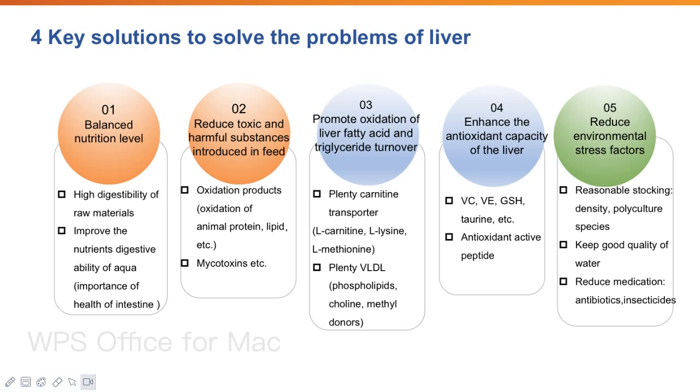The fifth is to reduce the environmental stress factors through refined management, such as a reasonable stocking density, paying more attention to the water quality, and reducing the use of medicine, especially antibiotics and sulfa drugs.